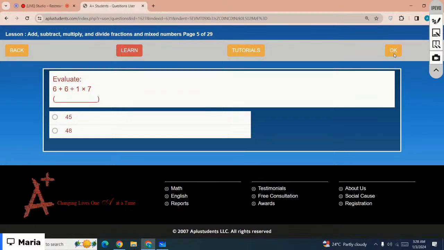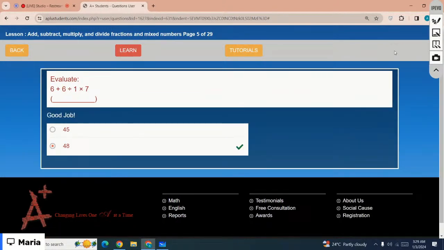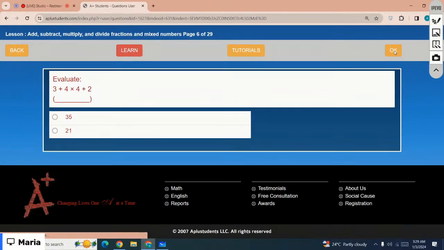The correct option is you have to do 6 divided by 1 first. That is 6. Then you have to do 6 times 7. That is 42. And you have to add 6. So, the correct option is 48. Very good. Okay, the next one is 3 times 4, 3 plus 4 times 4 plus 2, which is the correct option.